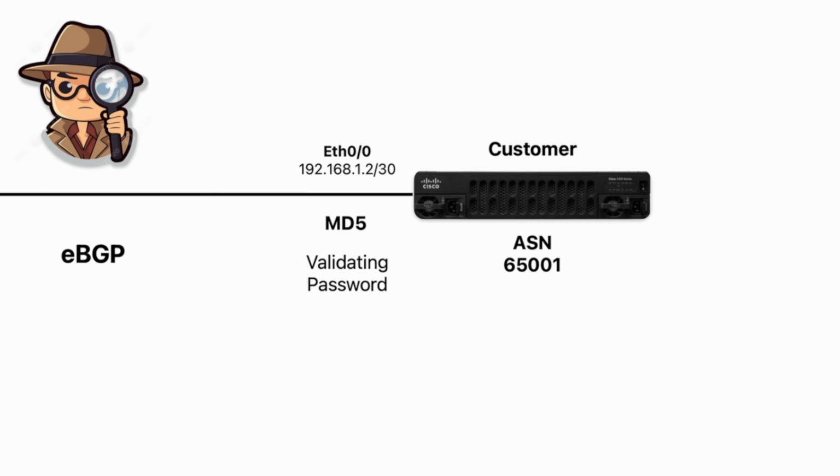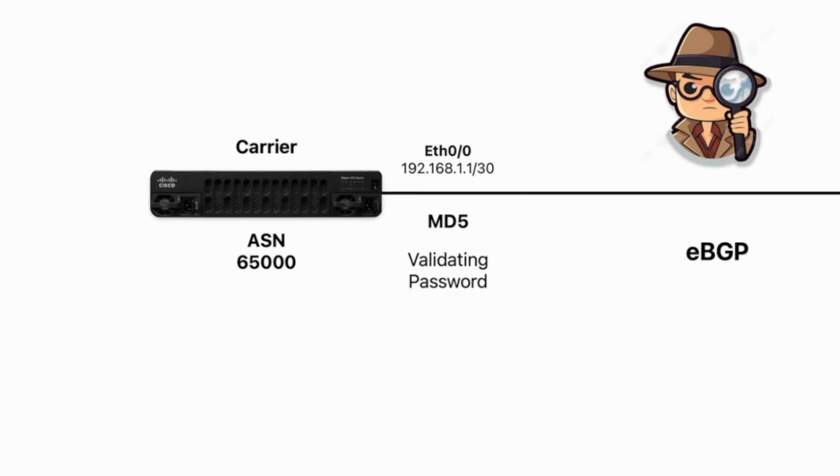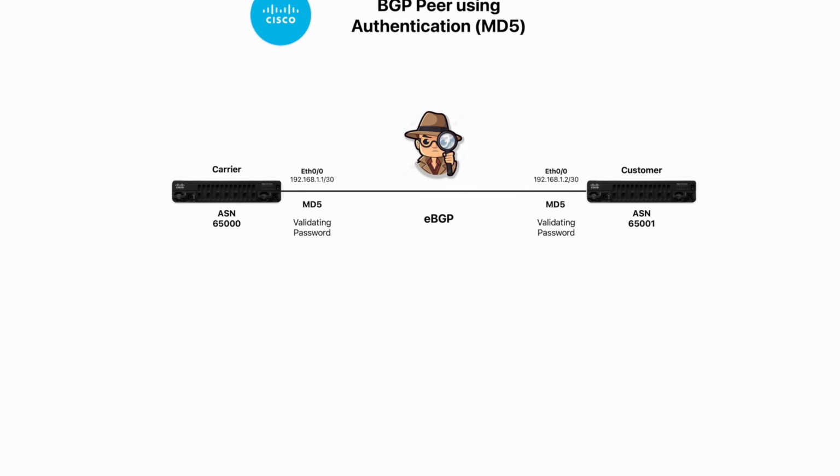All right, so let me break it down for you. The first thing we're gonna do is configure the customer router. We're gonna enable Ethernet 0/0 and assign the corresponding IP address to that interface. And also we're gonna configure the BGP instance and the password we're gonna use for authentication. And on our left side, the carrier router, we're gonna be configuring Ethernet 0/0 as well, assigning the corresponding IP address to it, enabling it, configuring the BGP instance, and also configuring the password.